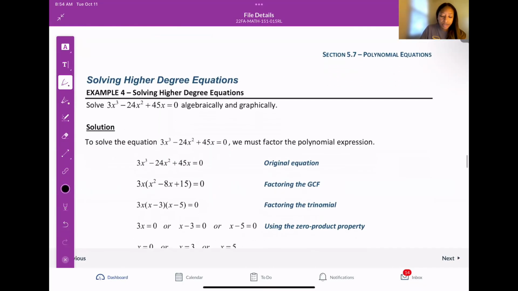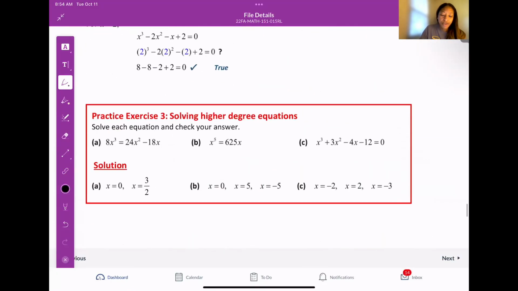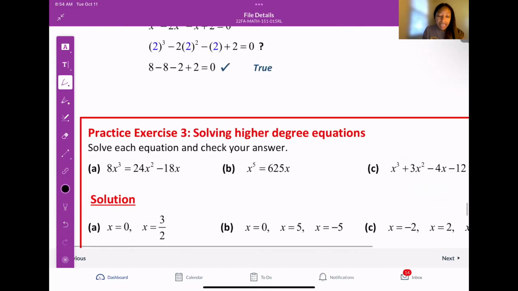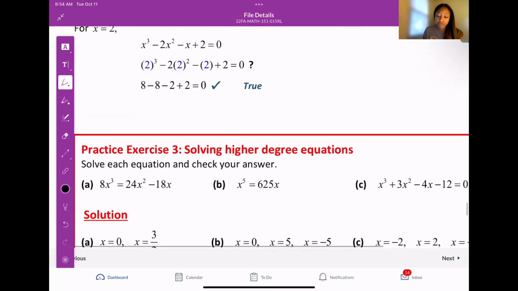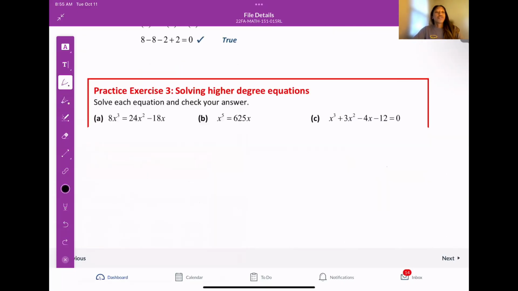Higher degree equations. Usually when we have higher degree equations, we can factor out an x, or we can factor the greatest common factor somewhere, or we end up with a difference of cubes or a difference of squares or something like that. If it's a difference of cubes or sum of cubes, we can use those two rules to factor, or we can factor out the greatest common factor. So for problem A, 8x cubed equals 24x squared minus 18x.